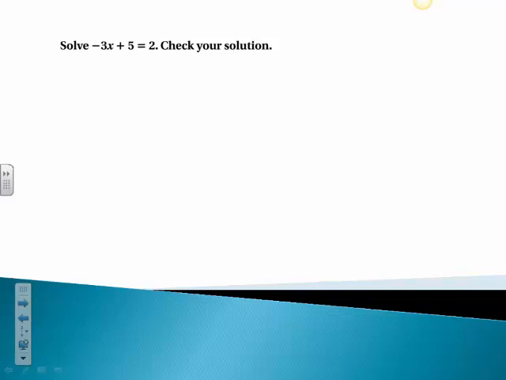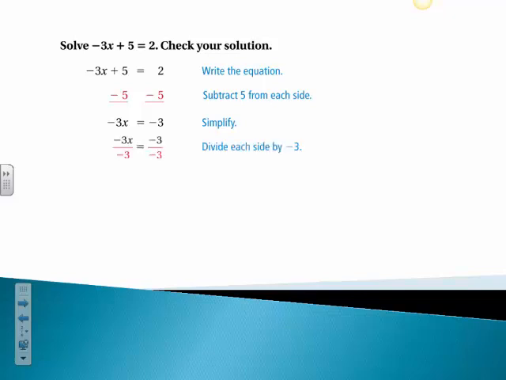Our first example here says to solve negative 3x plus 5 equals 2, and then make sure we check our solution. So if you do PEMDAS backwards, that means we have to get rid of our addition and subtraction first. So we're going to subtract our 5 from both sides and get negative 3x equals negative 3. So then we notice that negative 3 is attached to the x by multiplication. So we're going to divide negative 3 to both sides.